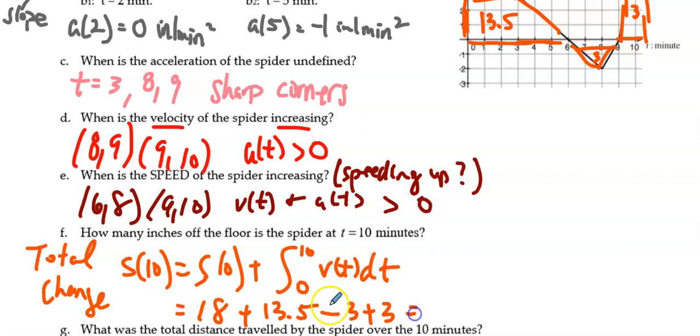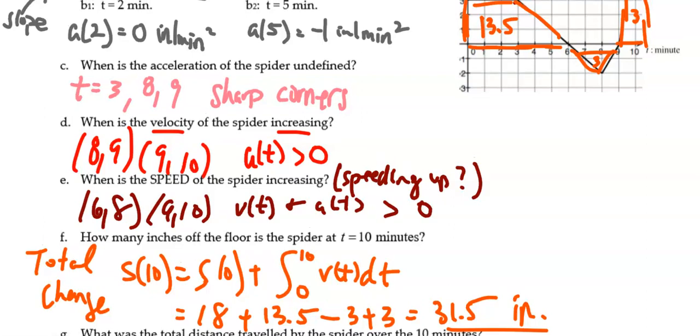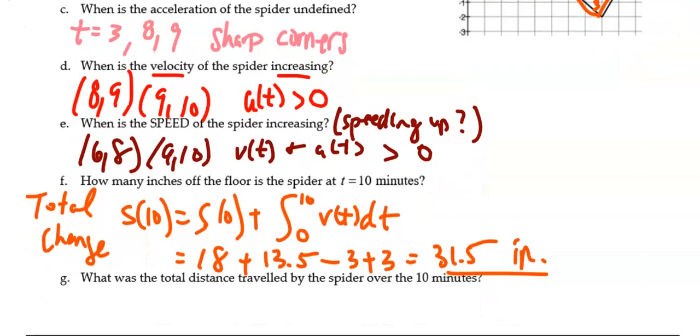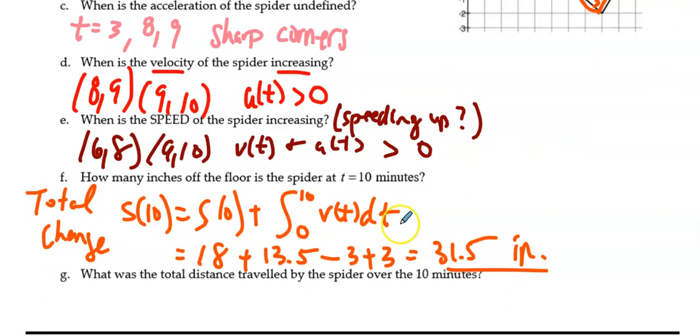And so our answer is going to be simply 18 plus 13.5, which is 31.5 inches. So this is where we are once 10 minutes have passed. So hopefully that makes sense. Like I said, it's the first total change thing. And it says, what is the total distance traveled by the spider over 10 minutes?